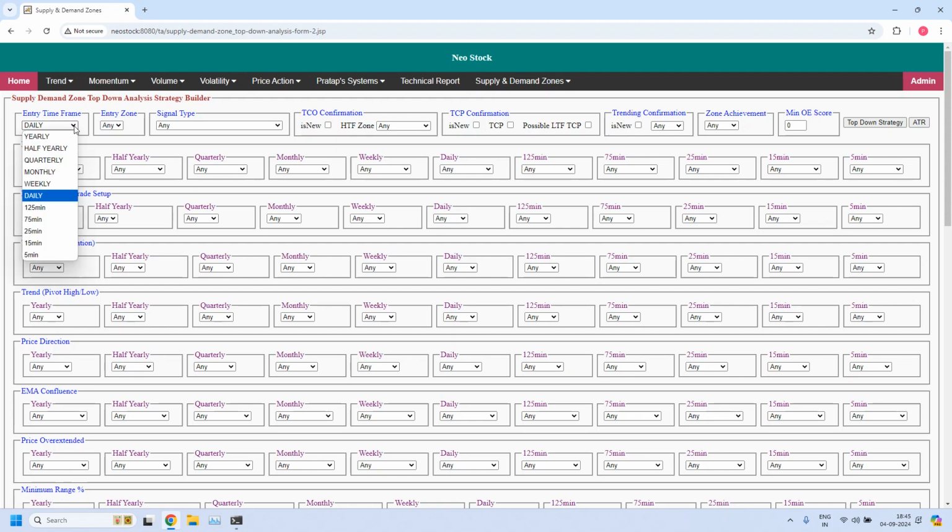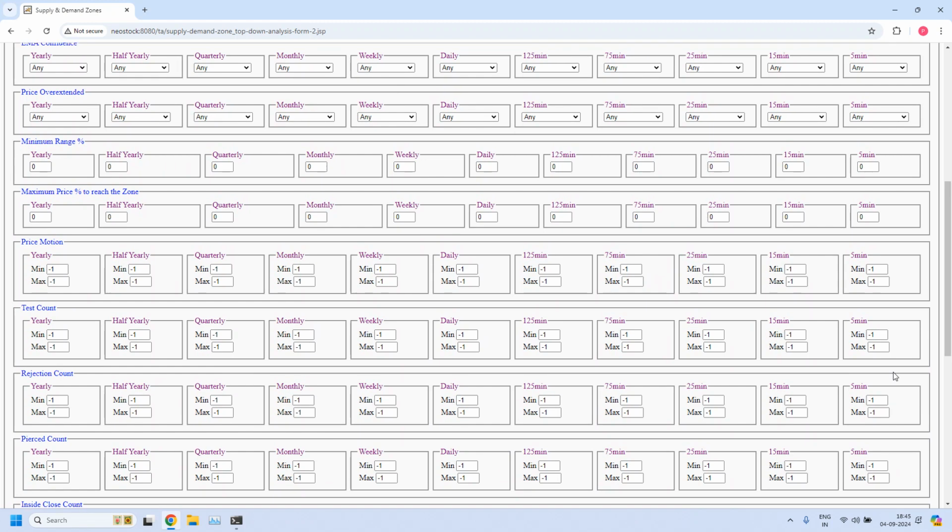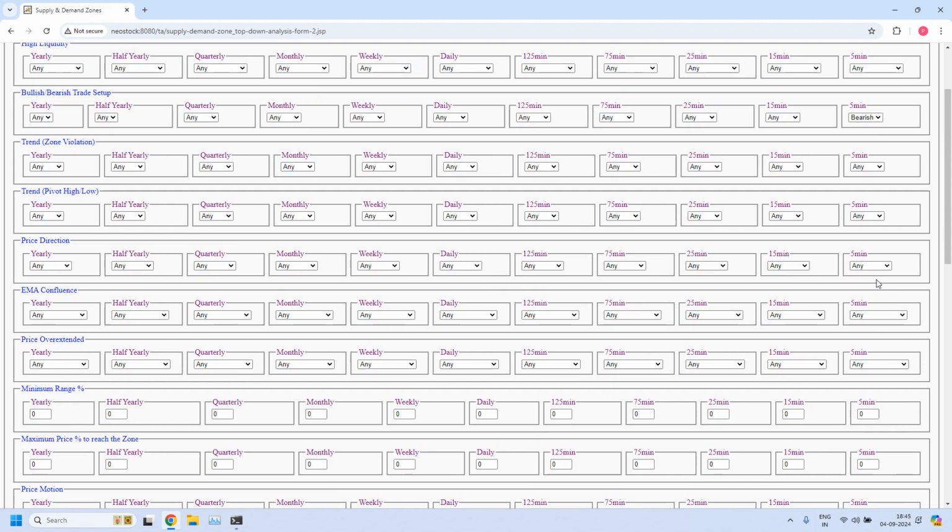bearish trade setup for hourly income trade. Entry time frame 5 minutes, entry zone, supply zone. In bullish or bearish trade setup at 5 minutes, I am selecting bearish. The 5-minute supply zone should not be pierced. So in the pierced count, 5 minutes time frame, minimum value I am setting 0, maximum value 0.